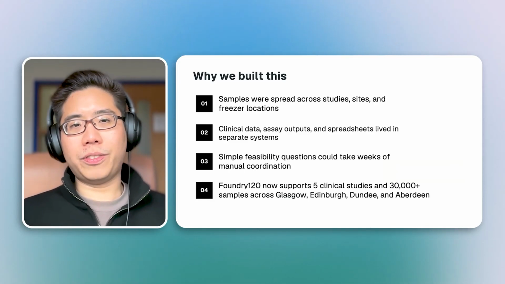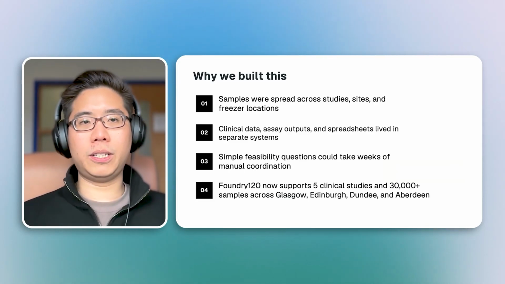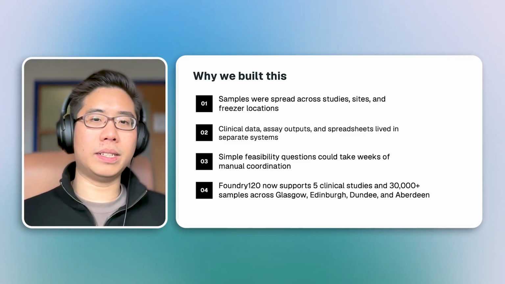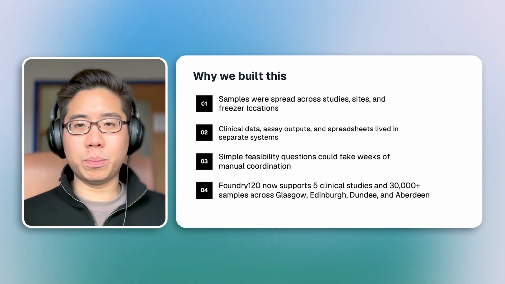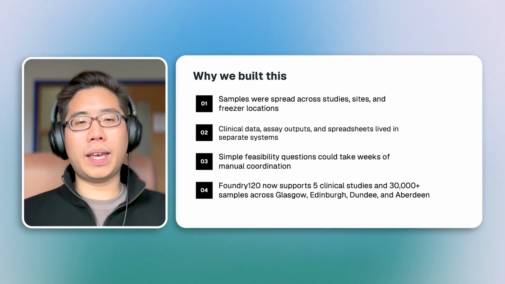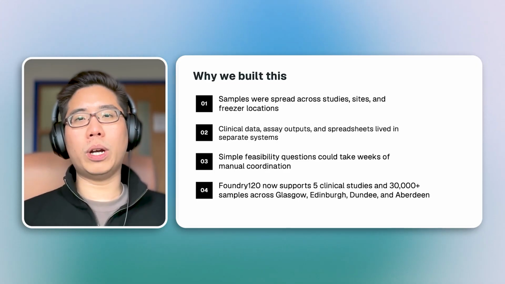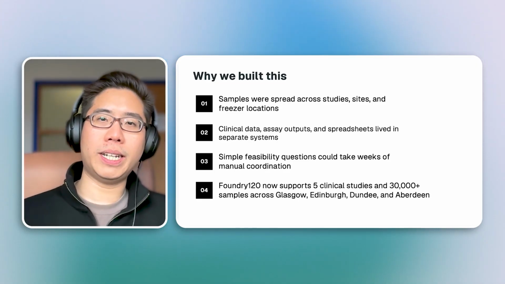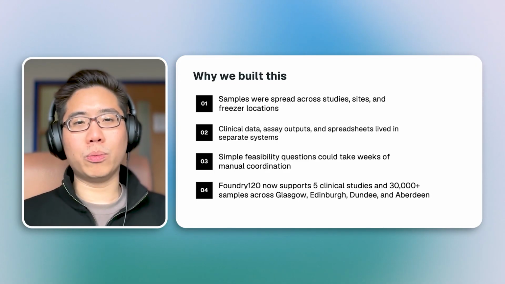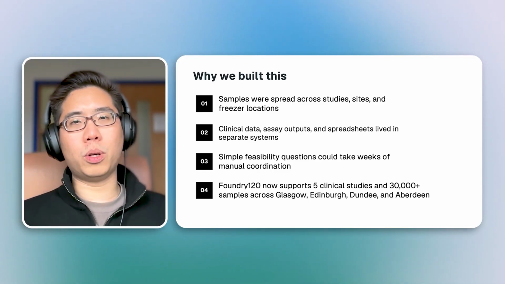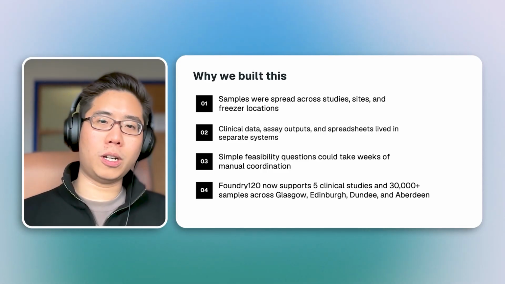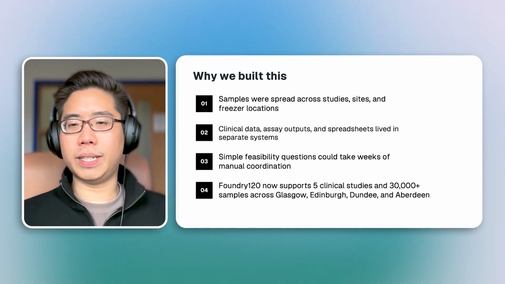In our work, we found that samples were spread across studies, sites, freezer locations. The clinical data that we had, the assay outputs, the spreadsheets, all live in separate systems on different people's workflows. And even a simple feasibility question could take weeks of manual coordination just to find out whether we could run an experiment or not. As of today, Foundry 120 supports 5 clinical studies and over 30,000 samples across Scotland, including Glasgow, Edinburgh, Dundee, and Aberdeen.